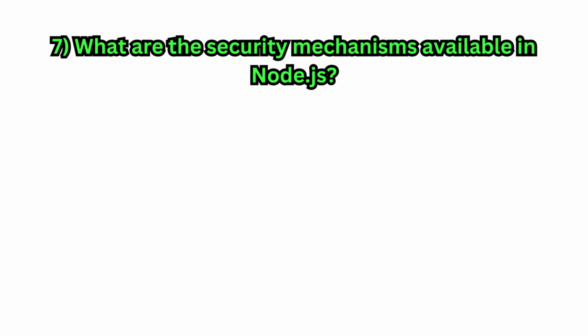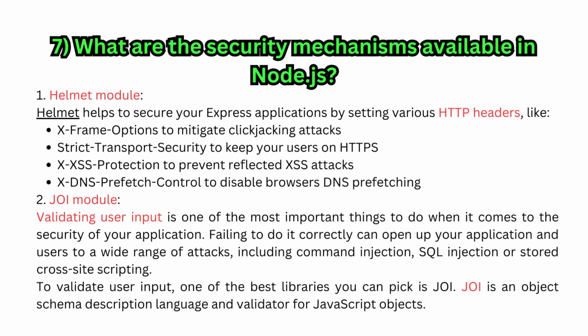Question 7. What are the security mechanisms available in Node.js? 1. Helmet module. Helmet helps to secure Express applications by setting various HTTP headers like X-Frame-Options to mitigate clickjacking attacks, Strict-Transport-Security to keep your users on HTTPS, X-XSS-Protection to prevent reflected XSS attacks, X-DNS-Prefetch-Control to disable browsers' DNS prefetching.